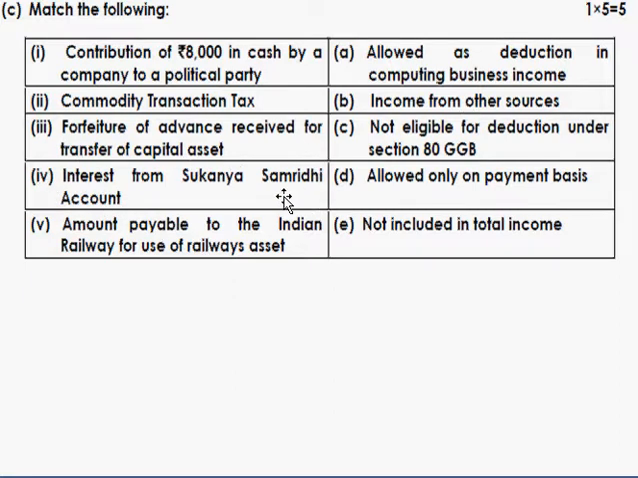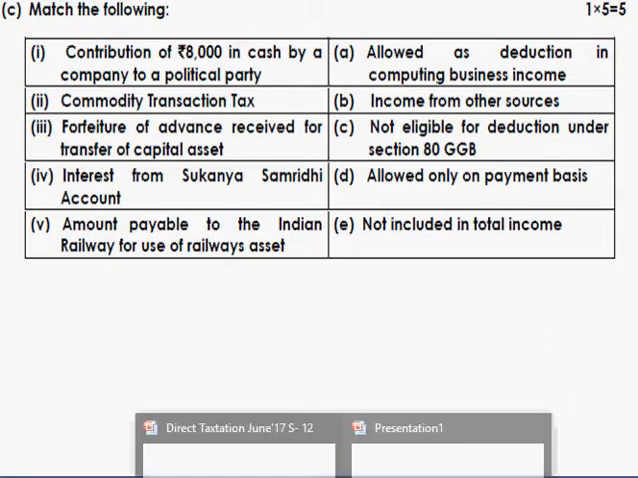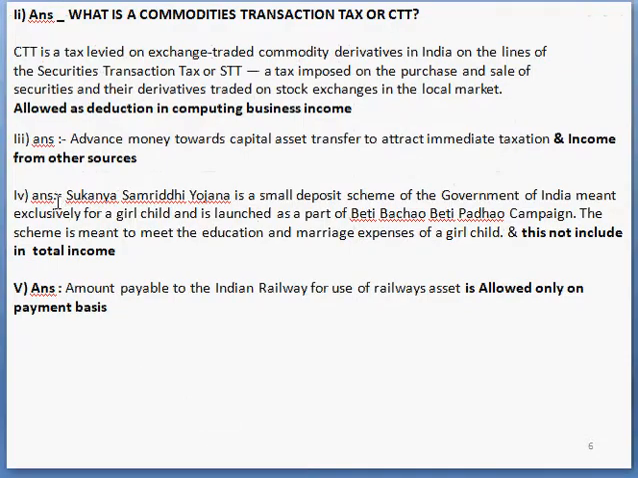And next, interest from Sukanya Samriddhi account. It has been started by the government, so it is not included in total income. Let's see the explanation. Sukanya Samriddhi Yojana is a small deposit scheme of the Government of India meant exclusively for the girl child, launched as part of the Beti Bachao Beti Padhao campaign. The scheme is meant to meet the education and marriage expenses of girls. This is not included in total income.